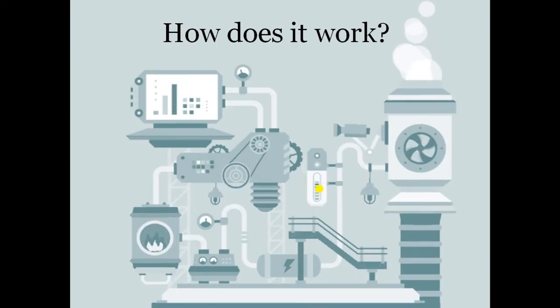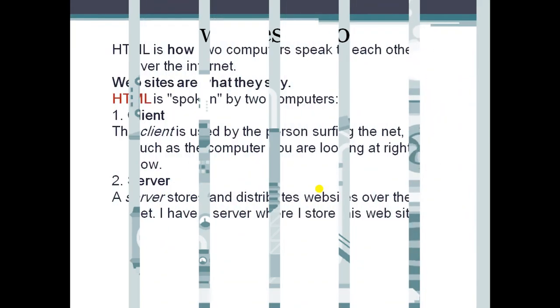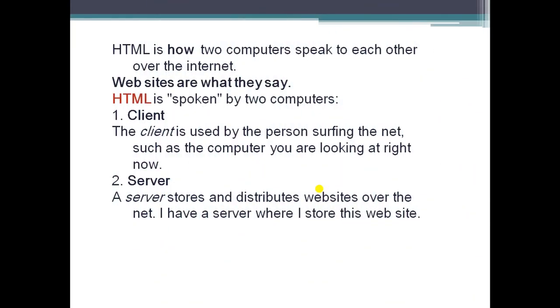Got it? Now it comes, how does it work? How HTML work? So basically that works within two computers only. I will let you know how. HTML is how two computers speak to each other over the internet. Fine. Websites are what they say. We type in Notepad what we are saying. Fine. What we are trying to say. And websites are actually what we have said.